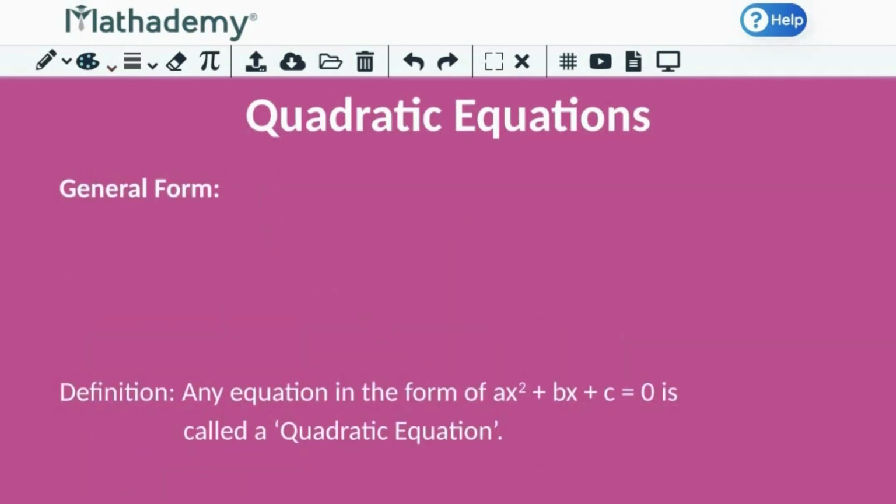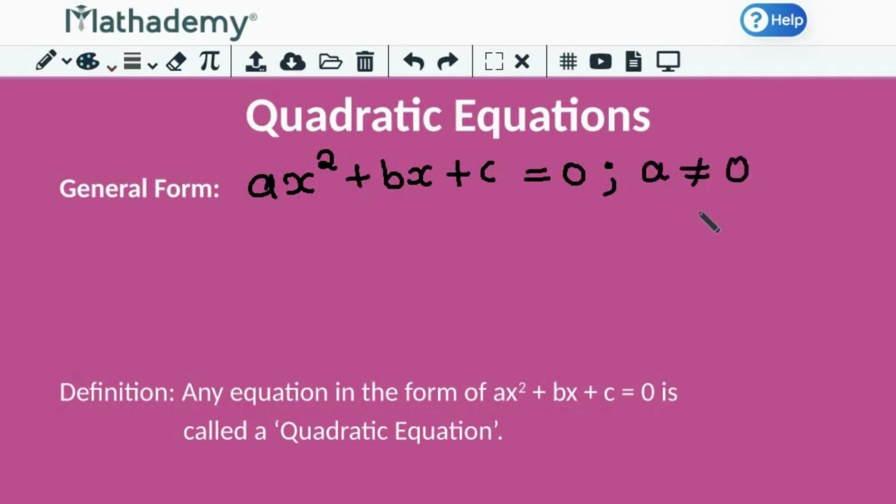So, the general form of the quadratic equation is ax² + bx + c = 0. However, there is a condition attached to it. The condition says that a should not be equal to 0. a is the constant that is attached to x². And if a becomes equal to 0, then this whole term will become equal to 0. Then this equation will no longer be a quadratic equation. And that's why we have this condition which says a should not be equal to 0.